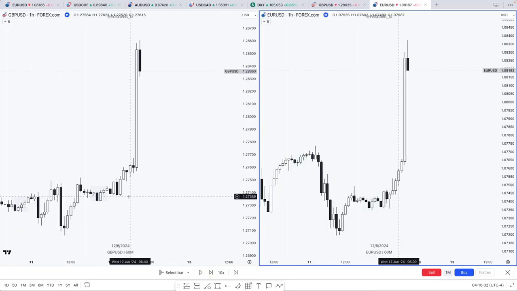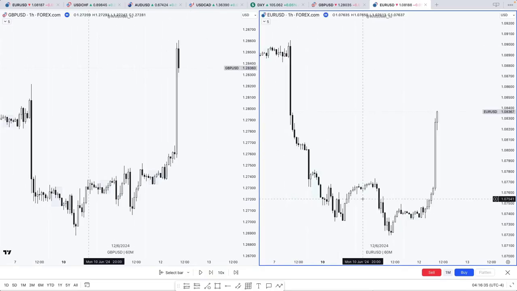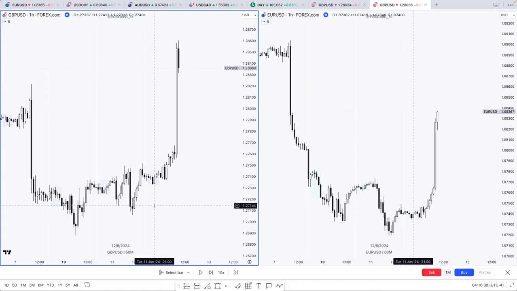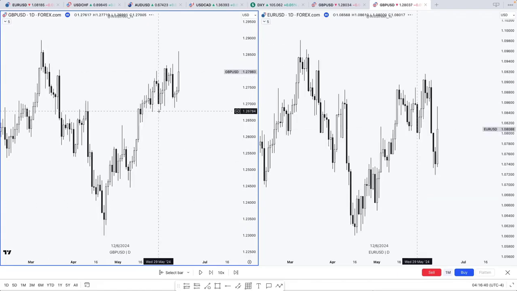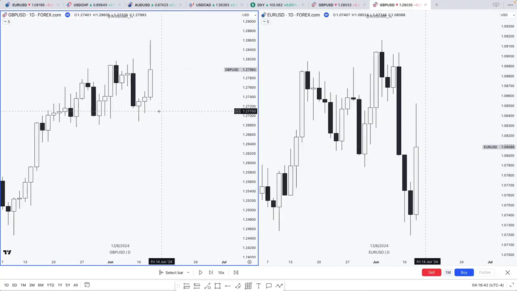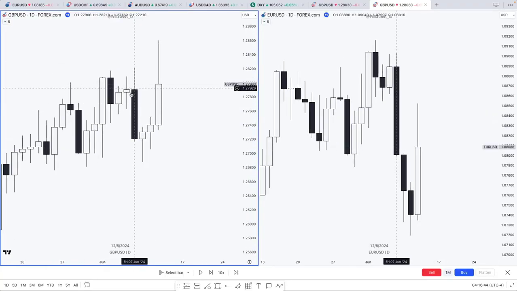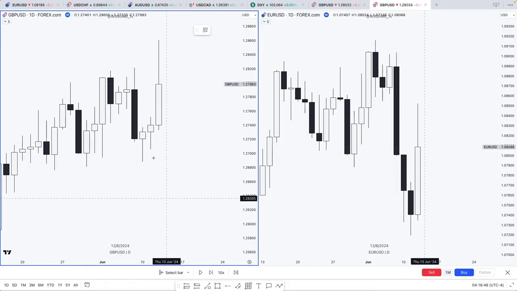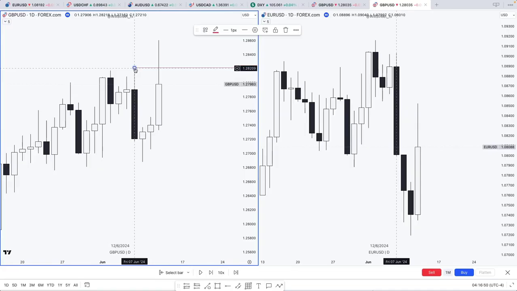This is the day. So let's do exactly the same that we are doing all the time. We are looking at higher time frames. In this case, look at this and look at this. This will be our targets for that day.